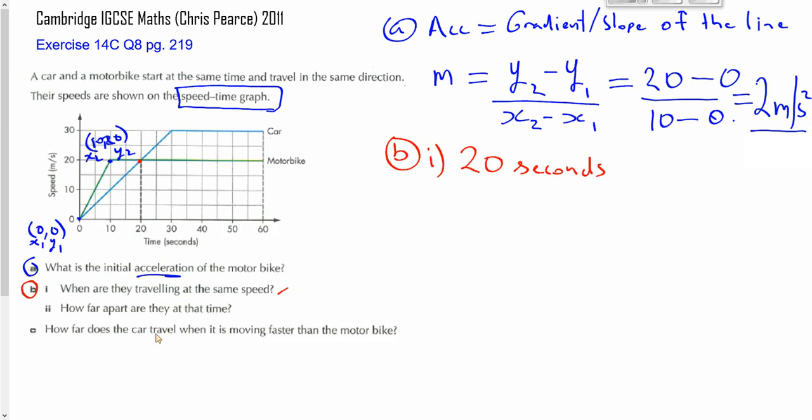All right, it's done there. So how far apart are they at that time? Now we're talking about distance. When we're talking about speed time graphs, distance is equal to the area under the line.